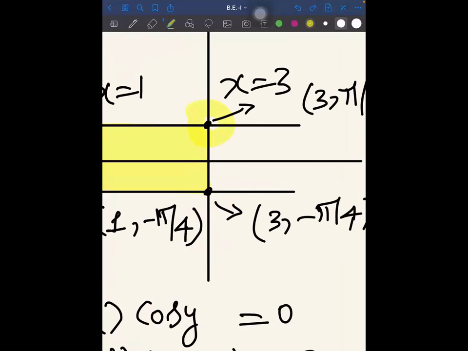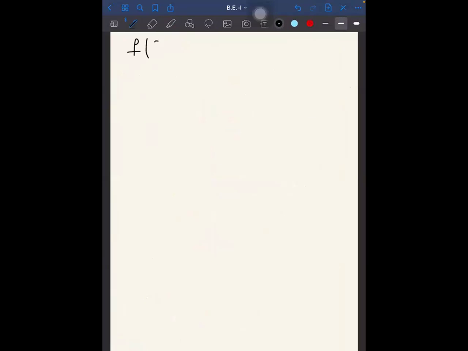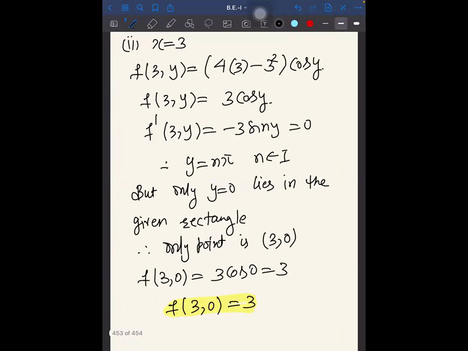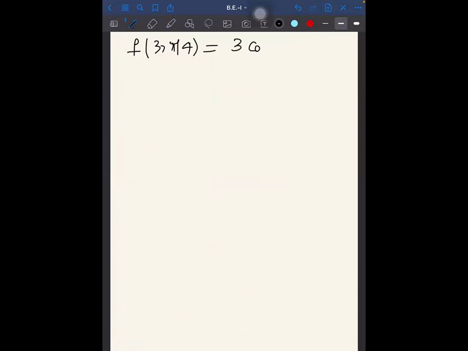Okay. So these points are what? (3, pi by 4) and (3, minus pi by 4). So let's calculate it. So f of (3, pi by 4), this becomes, 3 is already there, you put pi by 4, just cos pi by 4. So again it will give you the same value, 3 root 2 by 2. And similarly, if you calculate (3, minus pi by 4), that is again 3 root 2 by 2, as we have calculated earlier, right?